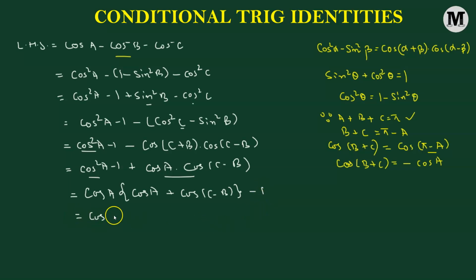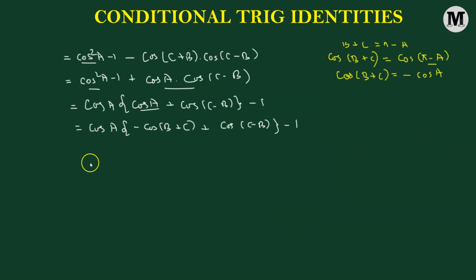Now we have cosine of A, so we need to combine two cosine functions. Let's again transform cosine of A back to negative cosine of B plus C. So we have negative cosine of B plus C added to cosine of C minus B, and then we have negative 1, and we're going to rewrite this. We're going to rewrite it to get cosine of angle A multiplied to cosine of angle C minus B minus cosine of B plus C, but let's rewrite it as C plus B. That's going to help us simplify further.